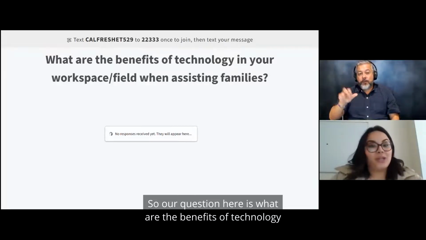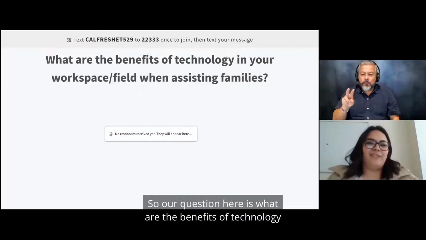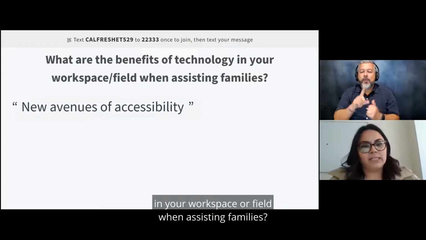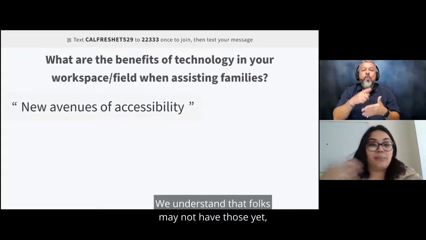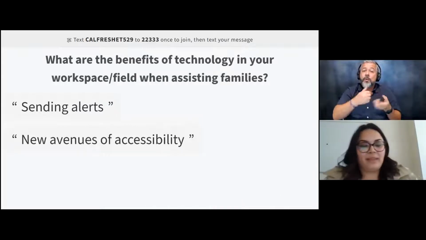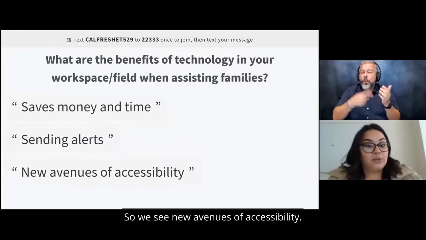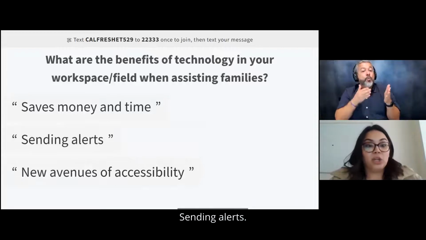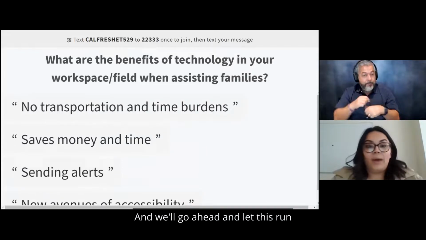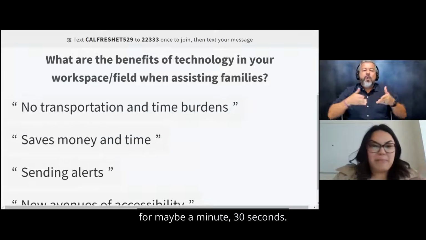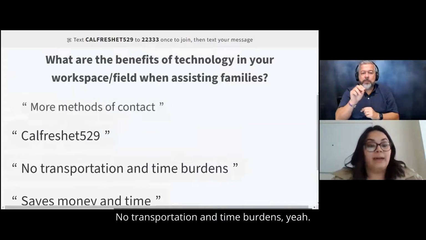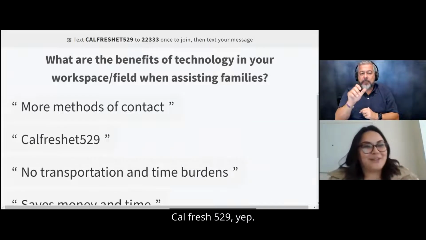So our question here is, what are the benefits of technology in your workspace or field when assisting families? We understand that folks may not have those yet, but if you do have benefits, what may they be? So we see new avenues of accessibility, sending alerts, saving money and time. And we'll go ahead and let this run for maybe a minute, 30 seconds. No transportation and time burdens. Yeah. CalFresh 529. Yep.